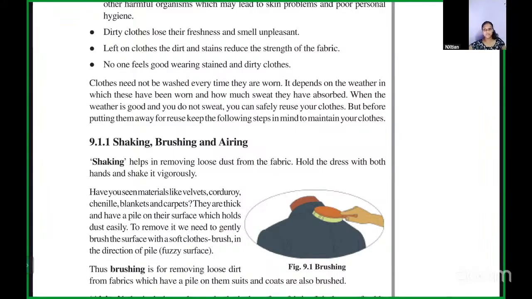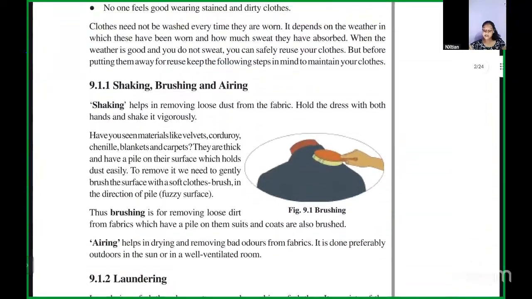Okay, if we have not worn them for a very long time, a whole day, if you just wore a piece of clothing for 1 or 2 hours, then we can reuse it. Okay, if we've worn it for a whole day on a hot day and it's all sweat, then we have to wash it, right? So it depends when our clothes require washing. But before putting them away for reuse, keep the following steps in mind to maintain your clothes. Now, before we reuse something that we wore once, what can we do?